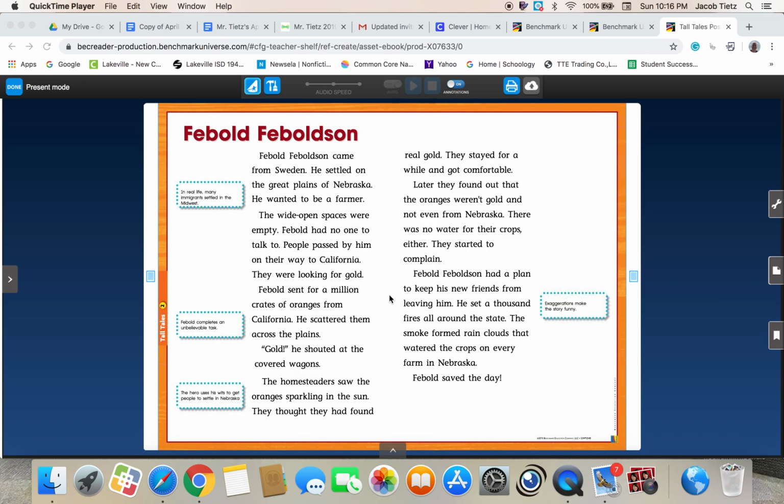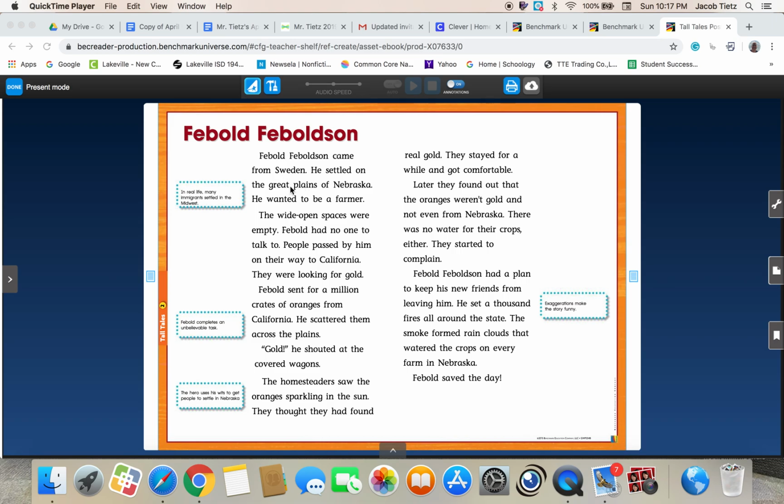Paul Bunyan will be getting to later on this week as an activity. Also, Casey Jones might be one that you've heard of as well. But for today, I'm going to be reading a tall tale called Febold Feboldson. You'll listen to me read this story, and then you will be filling out a graphic organizer using text boxes on a Seesaw activity that will be sent out to you tomorrow. So I will be reading a tall tale called Febold Feboldson.